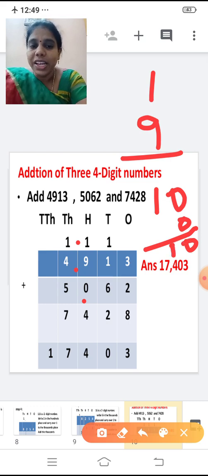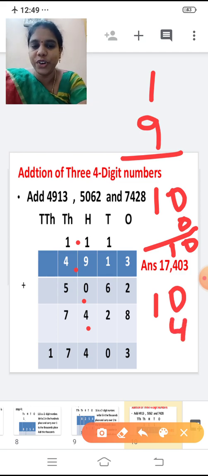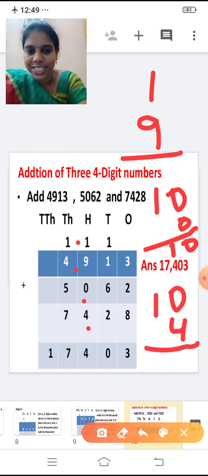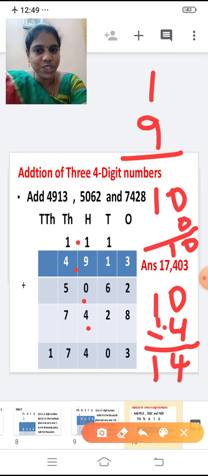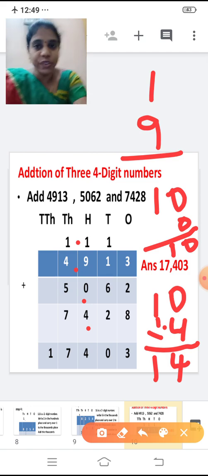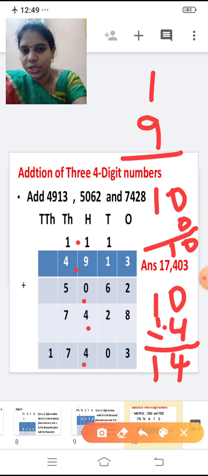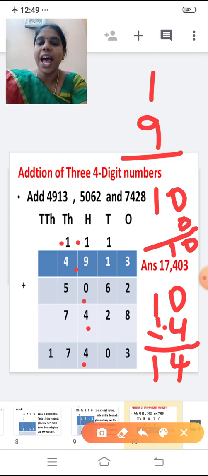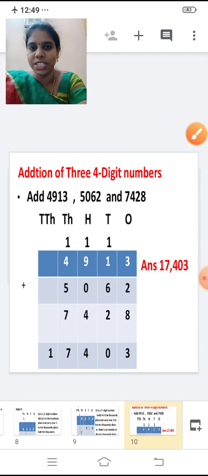Now with that 10 I'm going to add 4. Add 10 plus 4. 0 plus 4 is 4 and 1. Write it down. So 10 plus 4 is 14. After 10, 11, 12, 13, 14, right? So 14 is again a 2-digit number. So write 4 here and 1 you carry forward to the thousands place. And I've carried forward 1 to the thousands place now.